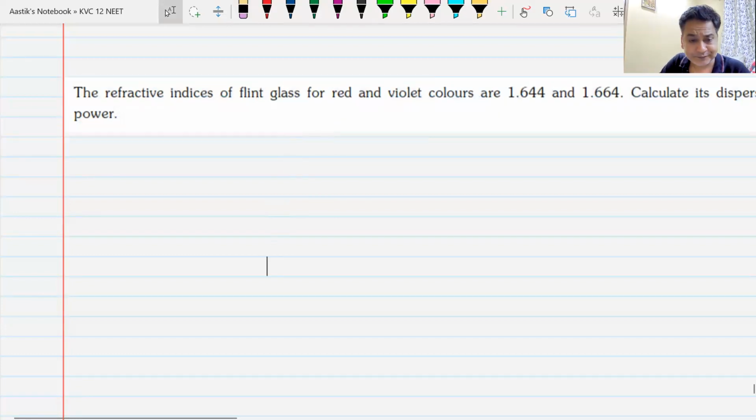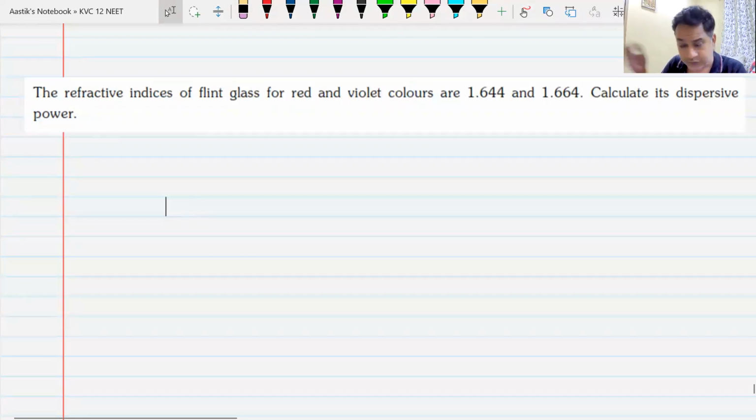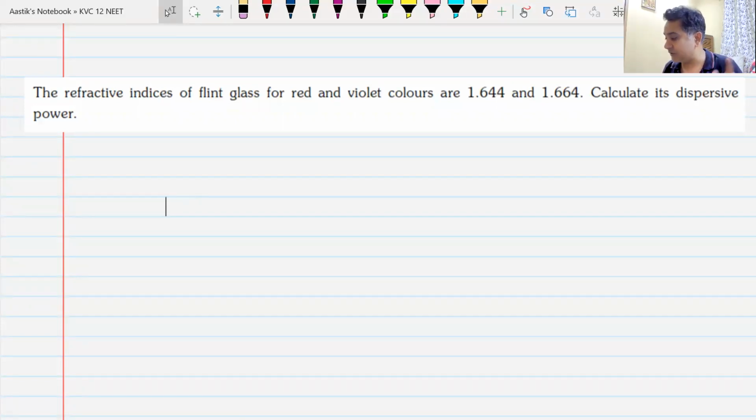You see this? Let me just put it correctly. Okay, here comes this one. The refractive indices of thin glass for red and yellow light are 6.44 and 6.664. Calculate its refractive dispersive power.